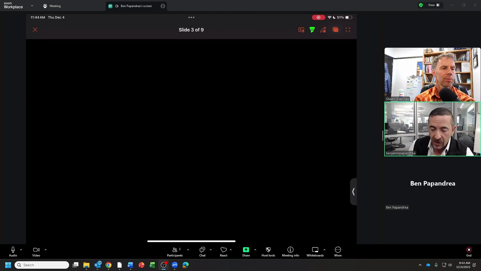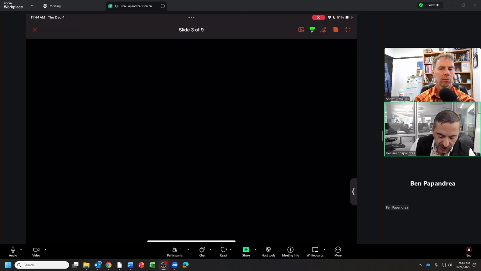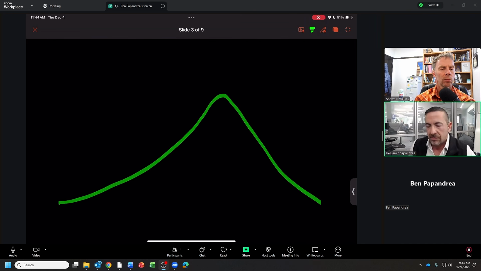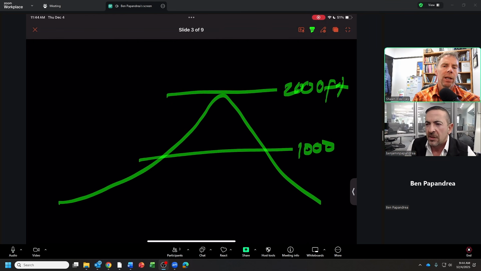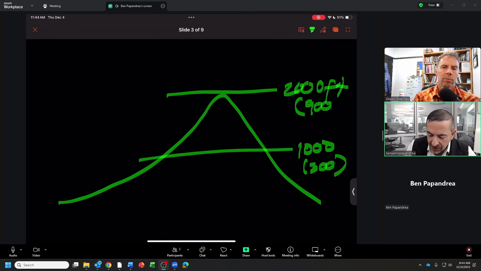But let me give you a little idea here. Let's just say we have a mountain, right? Let's say that mountain is 1,000 feet here, 2,000 feet here. So what are we looking at? What do we get for 1,000 feet? We're at like 300 meters. Yeah, that's close enough. So we get about 300 meters and about 900 meters. So for every 1,000 feet you go up, the temperature cools about 5 degrees. Called the lapse rate.